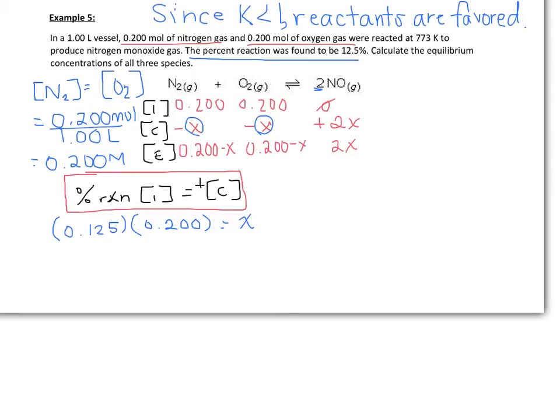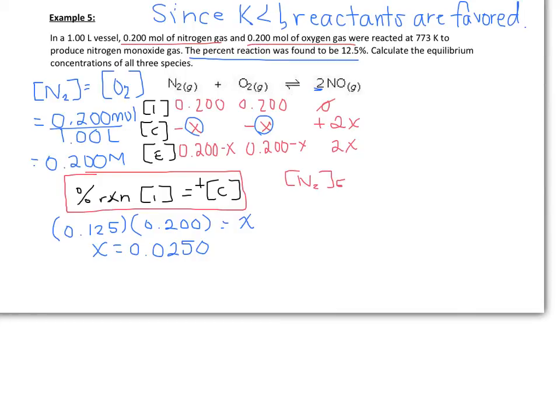When we multiply this together, we get x is equal to 0.0250. Now we have a value of x, and everything else after stays the same as example 3 and 4. In this question, we've been asked to calculate the equilibrium concentrations, so I can now do that since I know what x is.